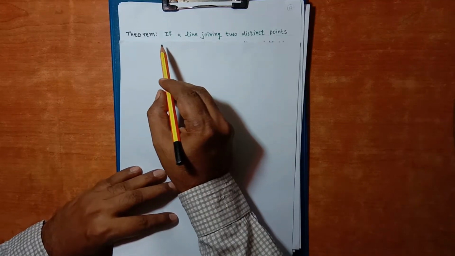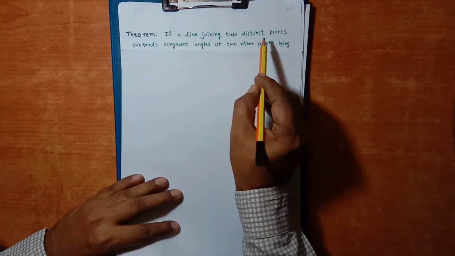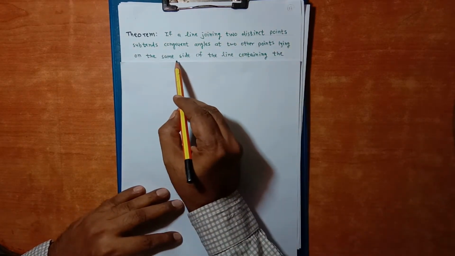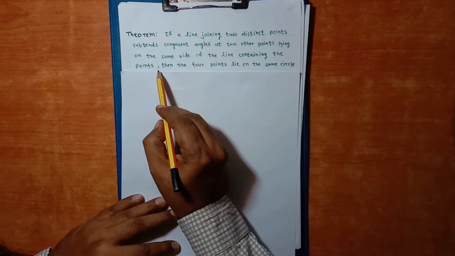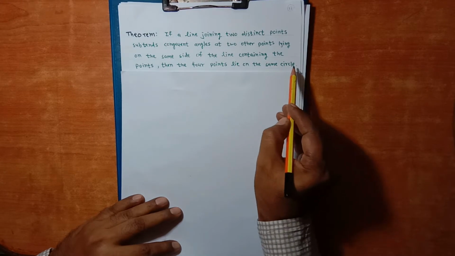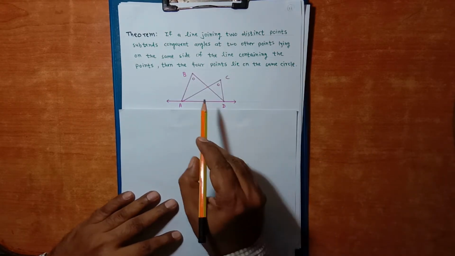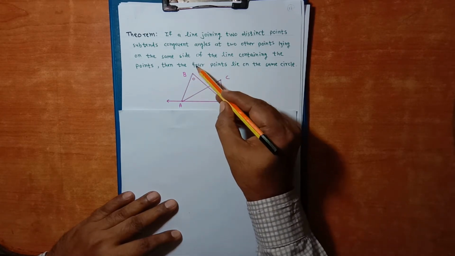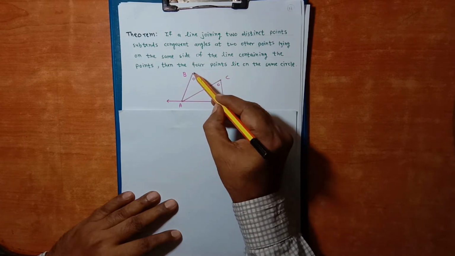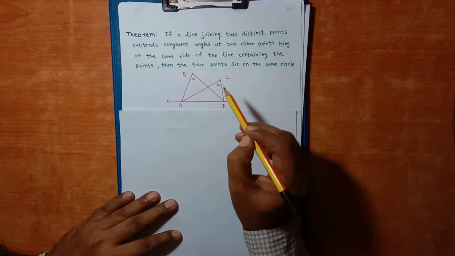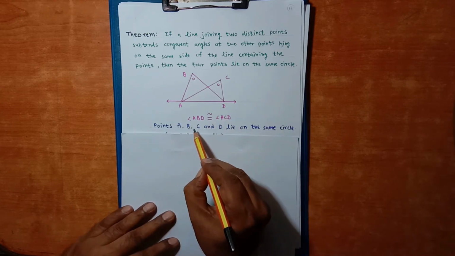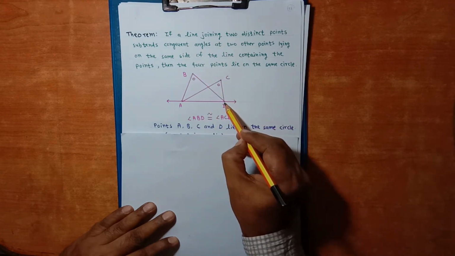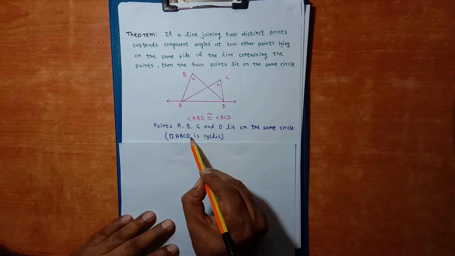Now let us see the next theorem. If a line joining two distinct points subtends congruent angles at two other points lying on the same side of the line containing the points, then the 4 points lie on the same circle. Now in this figure, line AD is shown. Point B and point C lie on the upper side of the line AD, and angle ABD is congruent with angle ACD. So points A, B, C and D lie on the same circle. In short, quadrilateral ABCD is cyclic.